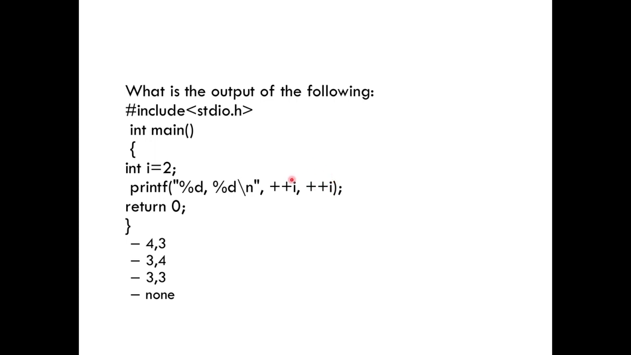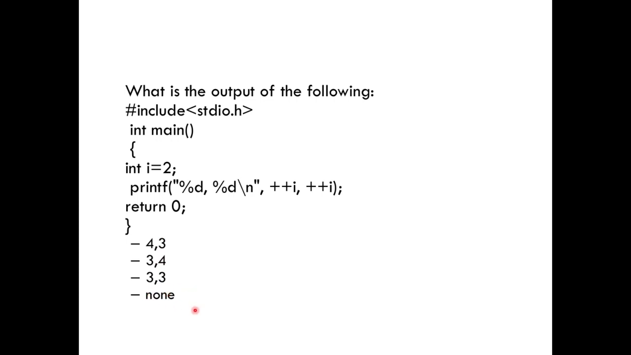Then it will move to the left hand side because it's the rule. So here in the left hand side again it will increment the value of i. What was the value of i previously? 3. So now it will be 3 plus 1, that is 4. So how will it be printed? This as 4 and this as 3. So what is the answer? 4 and 3.